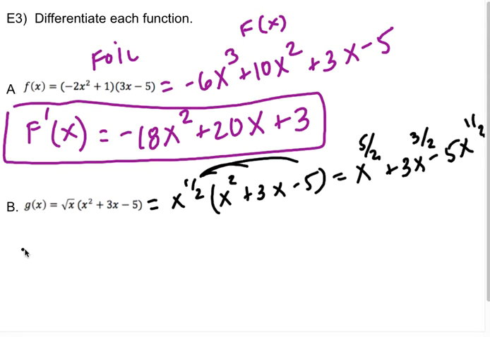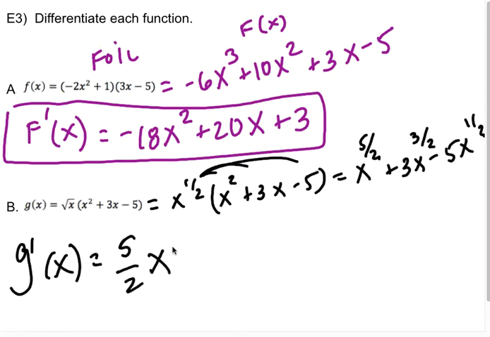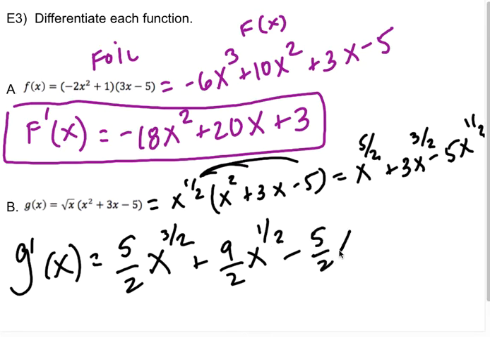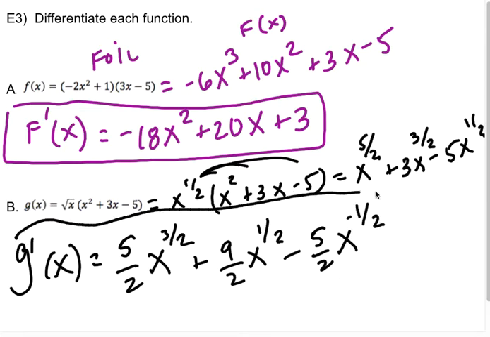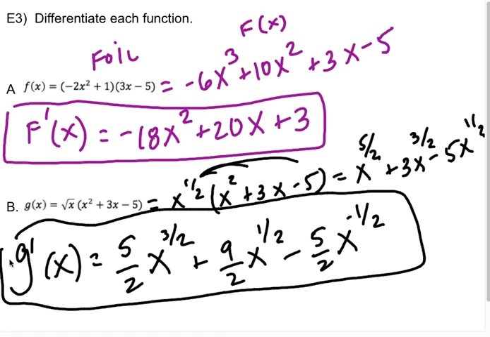So now I can differentiate, and my g prime of x is going to be 5 halves x to the 5 halves minus 1, which is 5 halves minus 2 halves. So that's 3 halves. Plus, this is going to be a 9 halves x to the 3 halves minus 1, which is 3 halves minus 2 halves. So that's a 1 half. Minus 5 halves x to the 1 half minus 1, which is a negative 1 half. And that's going to be my answer. And you could clean it up if you wanted, but that's good enough for me.